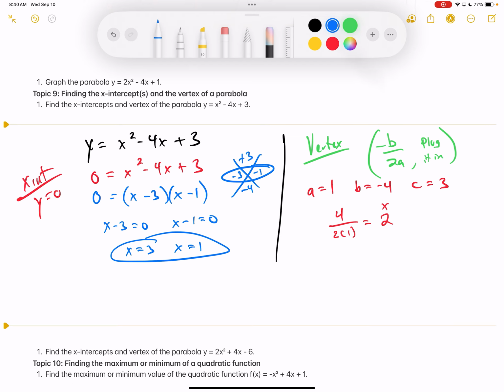To find the y value, I'm going to plug it in. So y equals 2 squared minus 4 times 2 plus 3. That would be 4 minus 8 plus 3, which is -1. So my vertex is 2, -1.